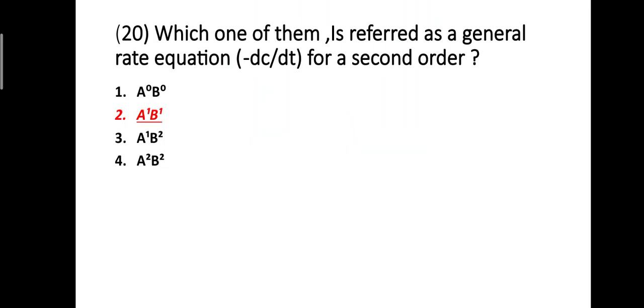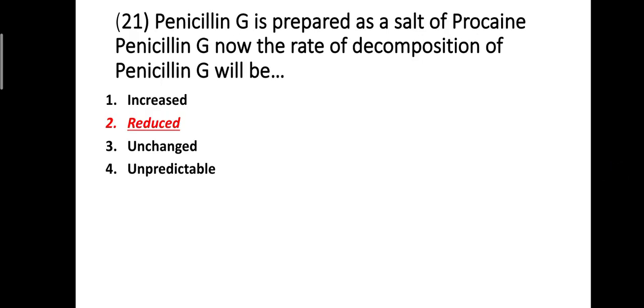Question number 20. Which one of them is referred to as the general rate equation, in bracket minus dC upon dt, for the second order? Option 1, A raised to 0 B raised to 0; option second, A raised to 1 B raised to 1; option third, A raised to 1 B raised to 2; and option 4, A raised to 2 and B raised to 2. And the correct answer is option number second, A raised to 1 B raised to 1, is referred to as the general rate equation for second order.